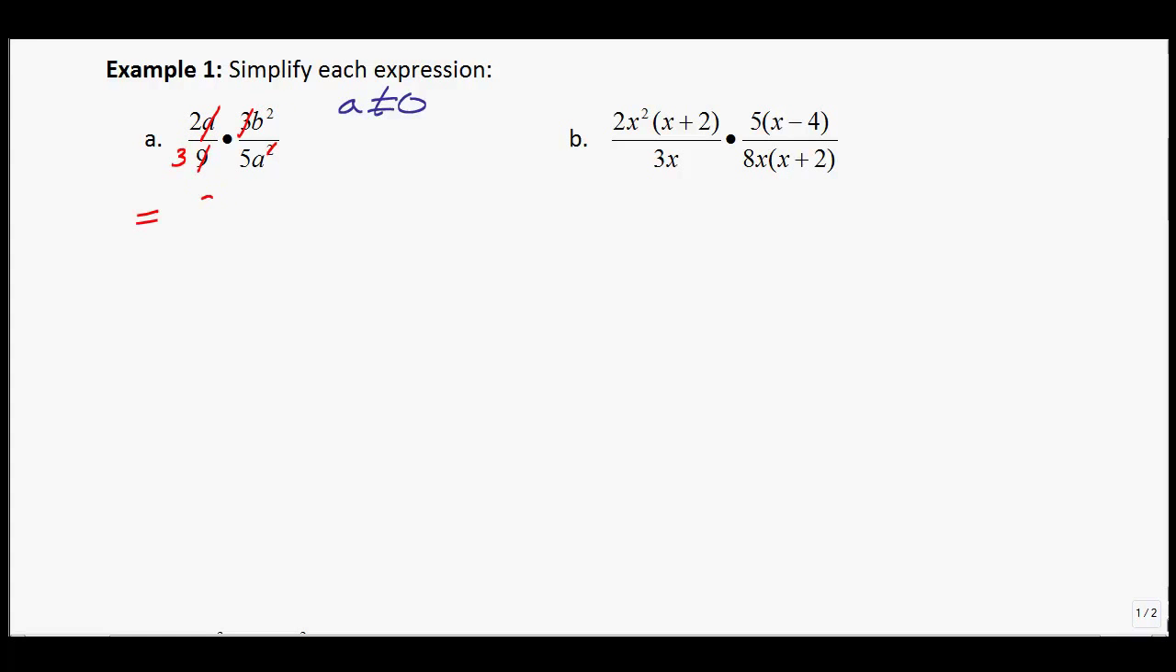Now I can multiply my numerator together. I have 2b squared all over 3 times 5 is 15, and I have one of the a's left. Right here, check, is there anything else that you can simplify? And in this case, there is not.